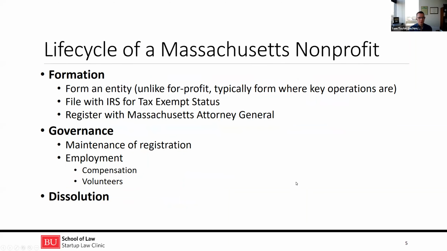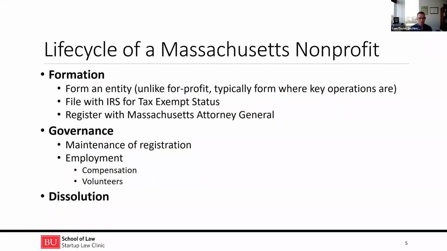Thanks, Daryl. Okay, so the rest of this presentation, we'll really be focusing on the life cycle of a Massachusetts nonprofit. So when we say the life cycle, we're going to talk about the formation and then some aspects of the actual governance of it. And then, this does end up being relevant to some of our clients, the dissolution of a nonprofit. So let's start with formation first.